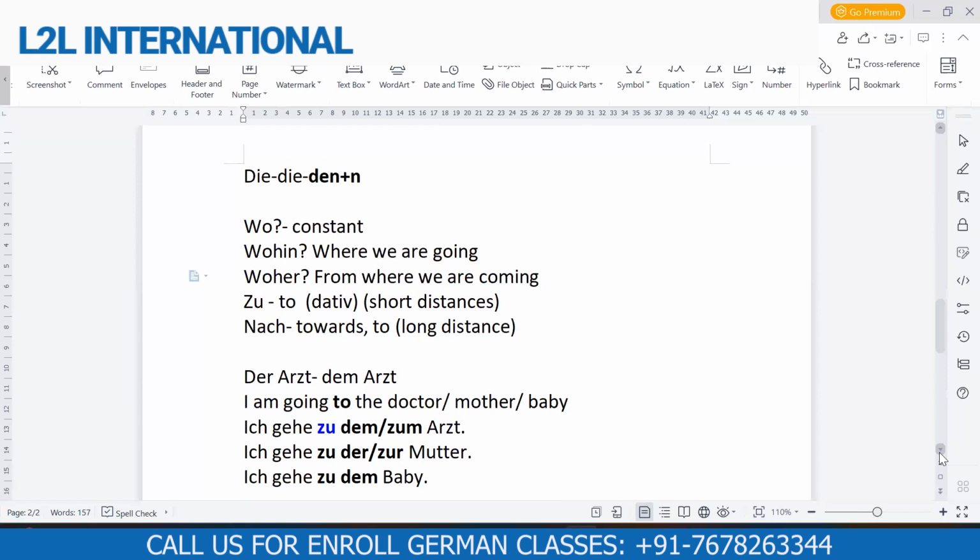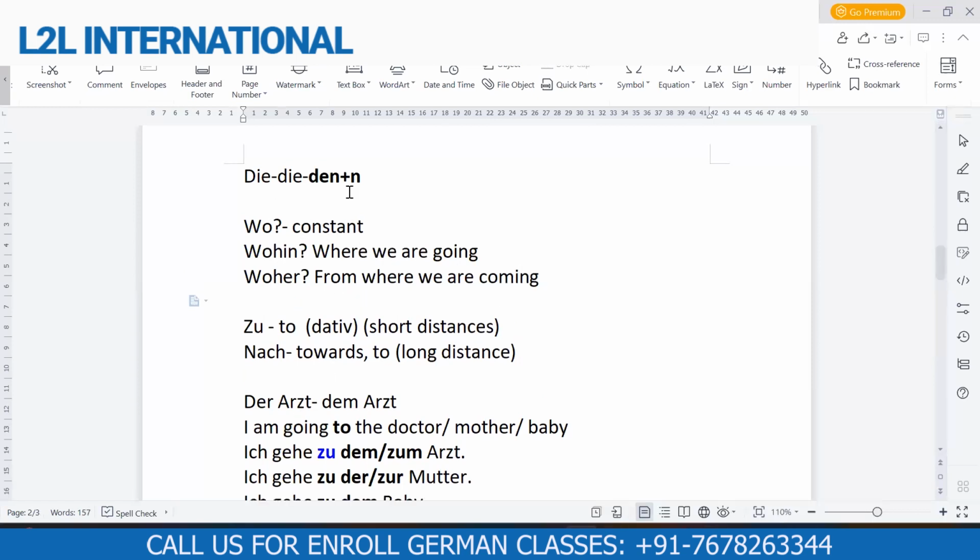So the prepositions that we did here, zu and nach, which thing do they tell about? Wo, wohin or woher? Think and tell. The dative prepositions zu and nach, do they tell about wo, wohin or woher? Wohin, right? It talks about where we are going. I am going to the doctor, I'm going to the mother, I'm going to Paris. So it tells about where we are going. Okay, great. Now, we have discussed two prepositions that tell about the places where we are going, right? It's a movement, places that we are going.